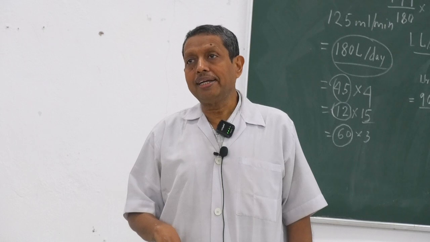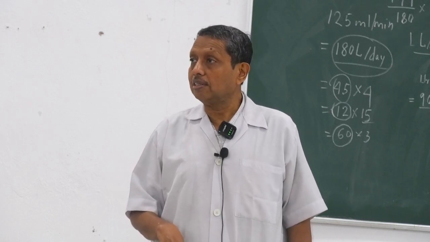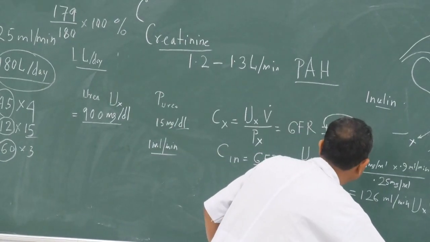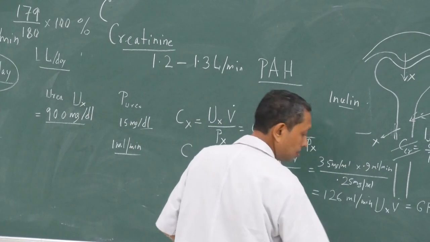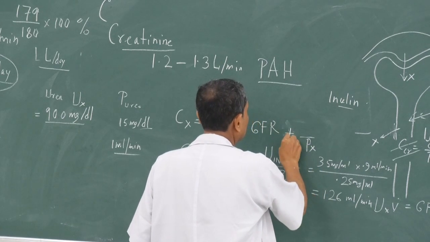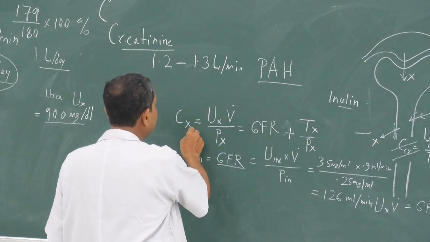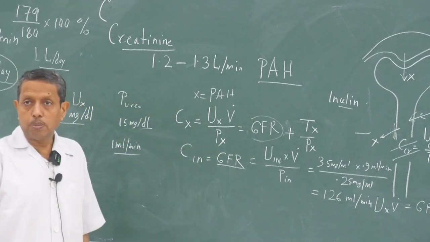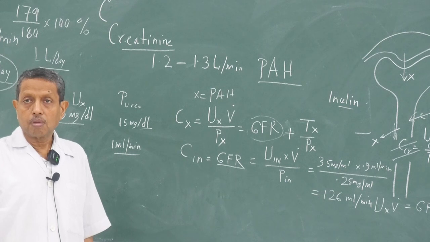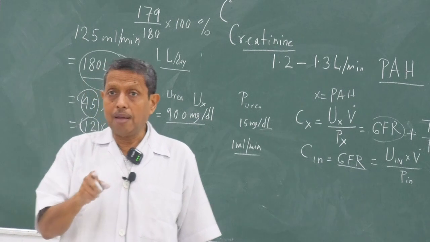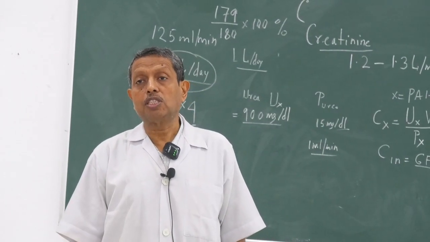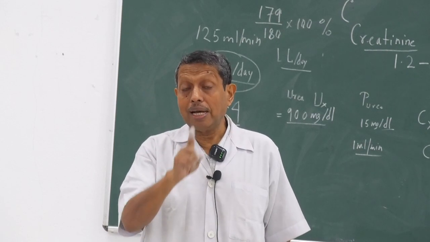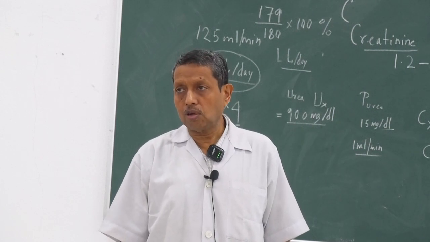A typical example we discussed the other day is para-aminohippuric acid clearance. In that, this clearance will be more than GFR, because PAH is freely filtered and at the same time actively secreted in the proximal tubule. When its concentration is low, almost all the PAH present in the circulation is eliminated by a single circulation. This is to some extent a theoretical concept.